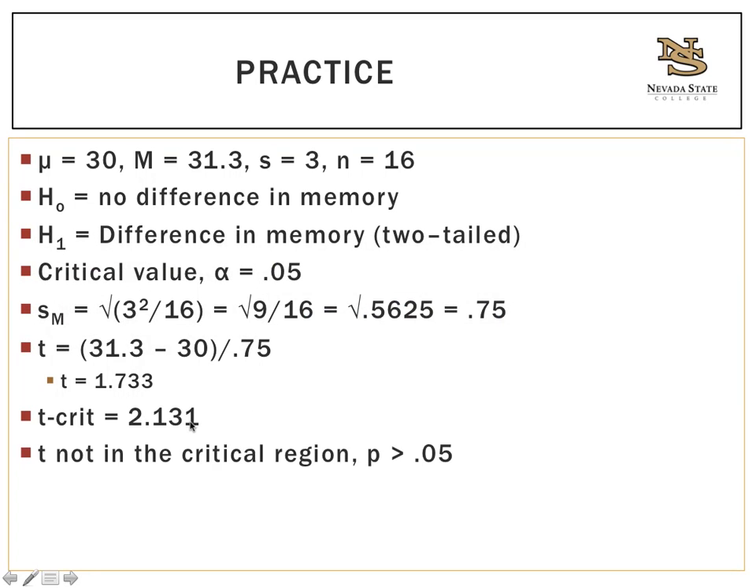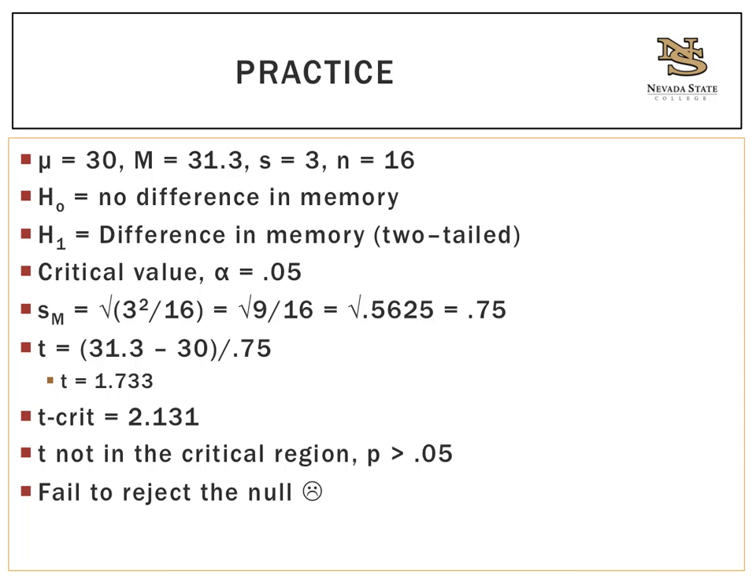Okay, now this is not good news. Not good news for us. The t is not in the critical region. Our p is greater than 0.05. I know you can probably hear the sadness in my voice, but we failed to reject the null. So in this case, there's no evidence that the iPhone game has any effect on memory. In fact, that mean of 31.3 is effectively the same as the mean of 30. That's what that is saying, okay?